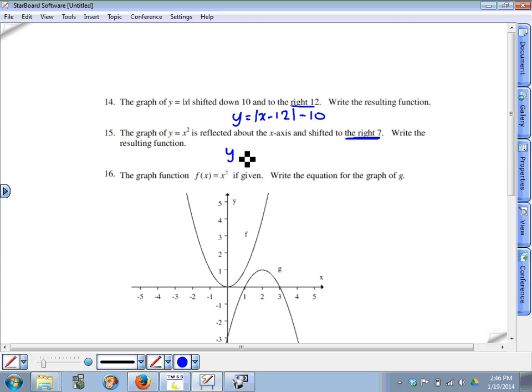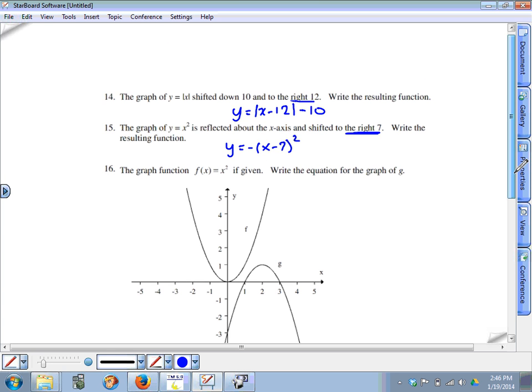And so keeping that in mind, it needs to be written this way, x minus 7. And the minus 7 is part of what's being squared, representative of inside the function. And then it's reflected about the x-axis. So there's a minus sign right there.